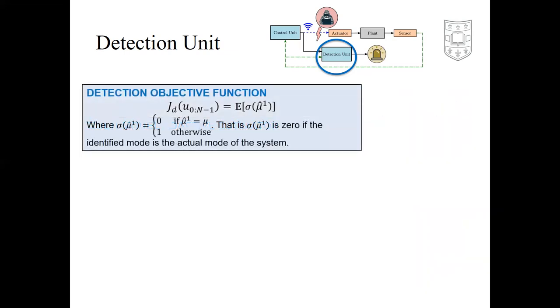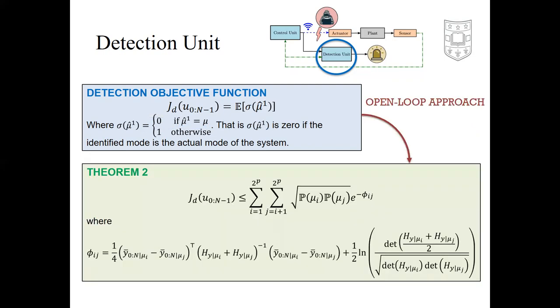Regarding the detection objective function, we consider this detection objective function. Here, sigma is a binary function. It's equal to zero when the identified mode is equal to the actual mode, and is equal to one when the identified mode is not the actual mode of the system. Again, it's been shown in theorem two of the paper that this detection objective function can be upper bounded by an explicit function in control sequence.